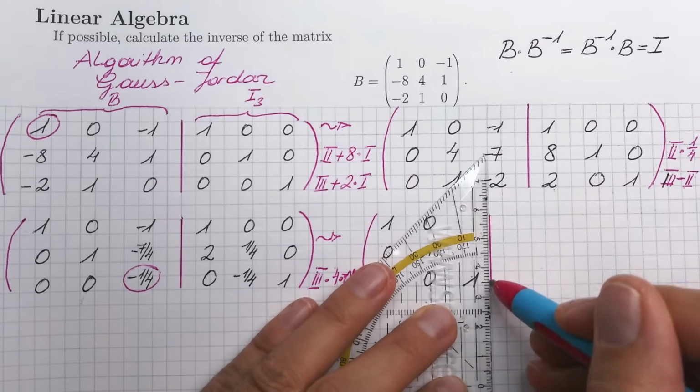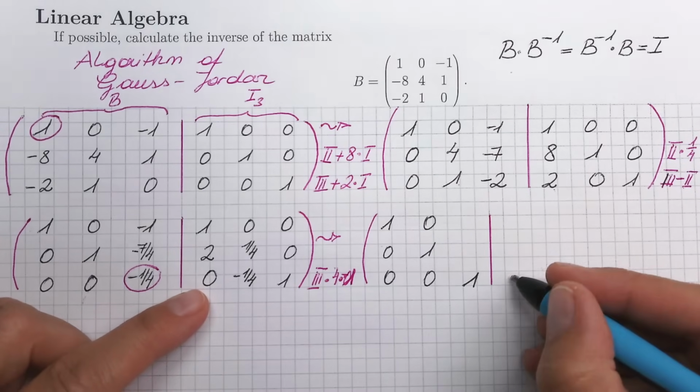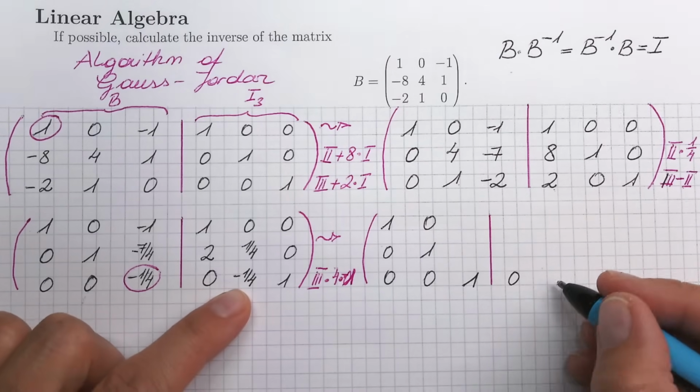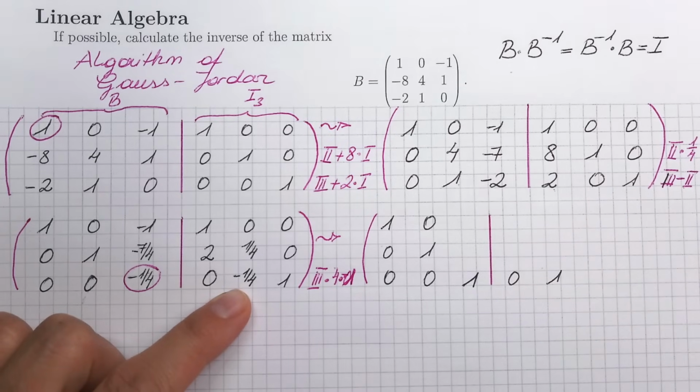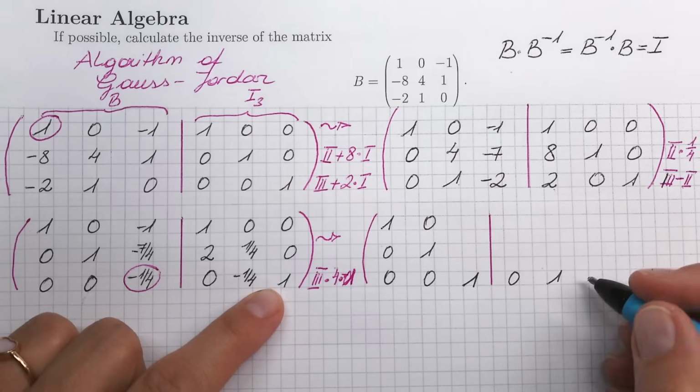Let's not forget the line here. Again, 0 times minus 4 is 0. Minus 1/4 times minus 4 is 1. And of course, here 1 times minus 4 is minus 4.